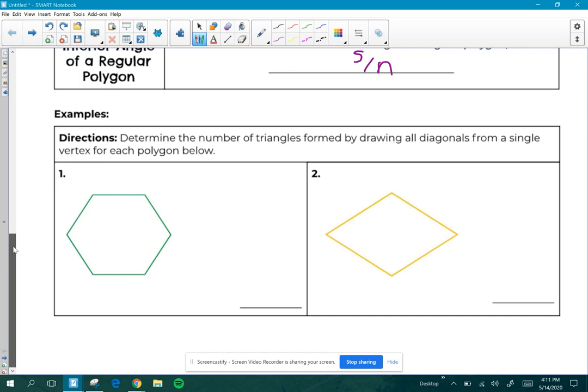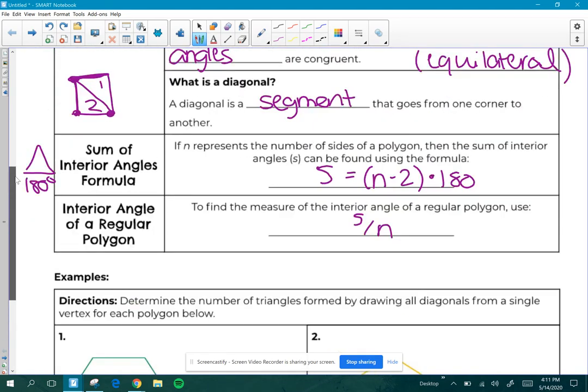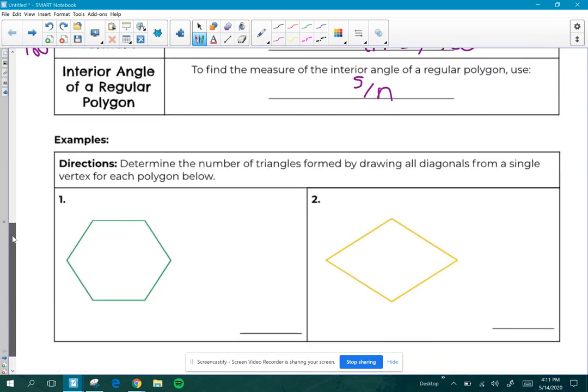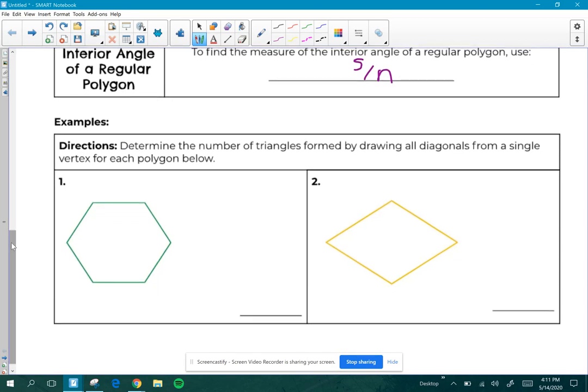So the first type that you could see, so it says directions. Determine the number of triangles formed by drawing all diagonals from a single vertex for each polygon below. So there's two ways that you can do this. You can physically draw the diagonals like I did for this square up here, or you can use a part of the formula. So I'll show you how to draw first.